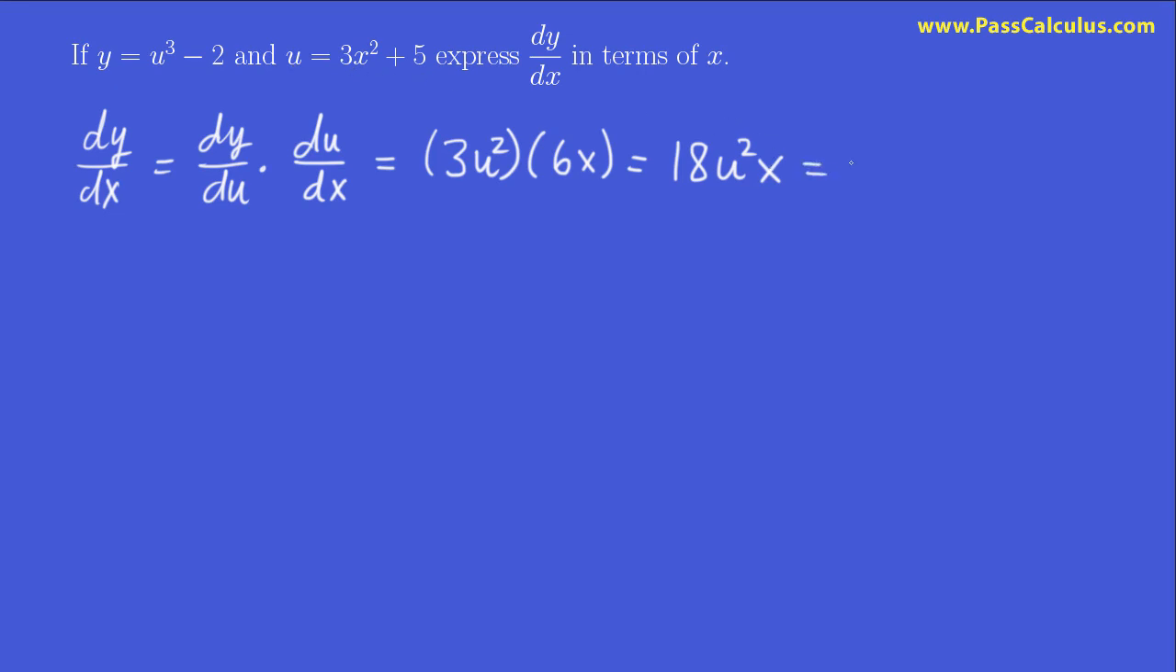Why don't I switch the order here? Let's write the 18, then I'll write my x, and then I'll put my u squared here. But instead of u, I'm going to replace it with the formula that it is in terms of x. So instead of u squared, I write (3x squared plus 5) squared. And there we go. dy/dx is expressed by this formula that's completely in terms of x.